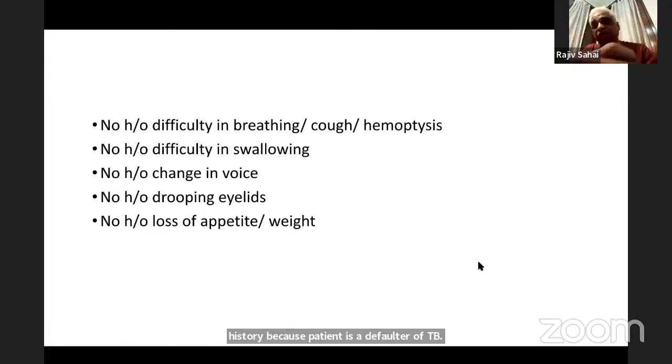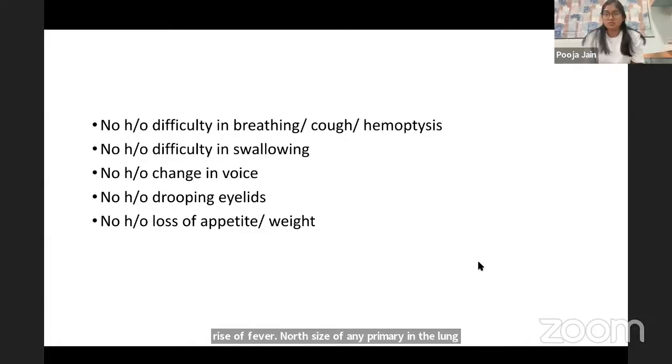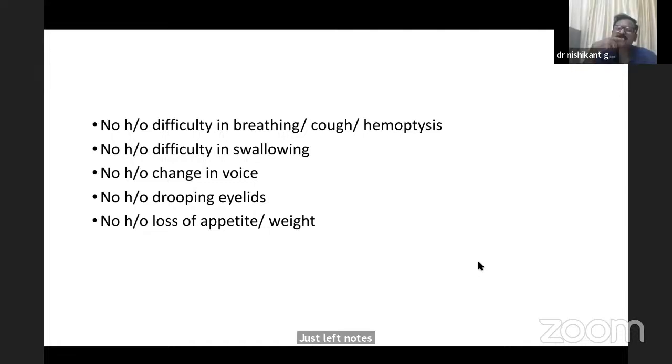The patient doesn't have loss of appetite, weight loss, no history of evening rise of fever, no signs or symptoms of any primary in the lung. Yes, sir. Just lymph nodes.